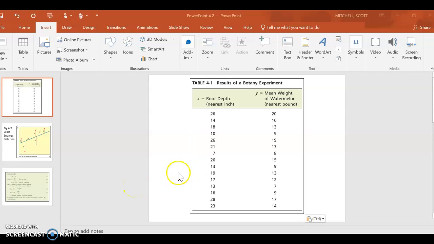We're going to take a look at the least squares regression equation today, the LSRL. So we're going to start with our data from our last lesson. We're dealing with the root depth in nearest inches of the watermelon plants, and then we have the mean weight of the watermelons.